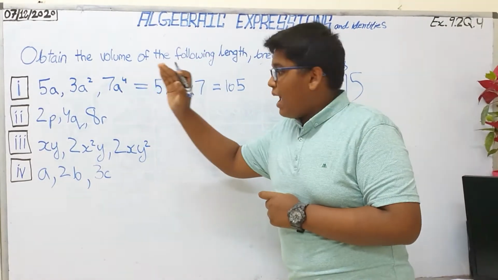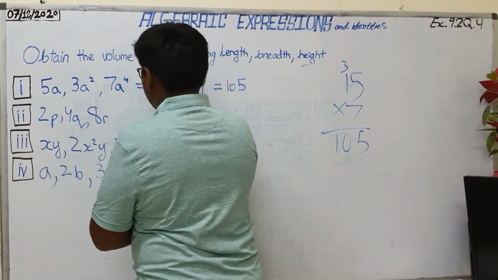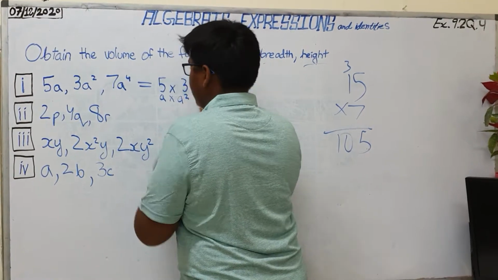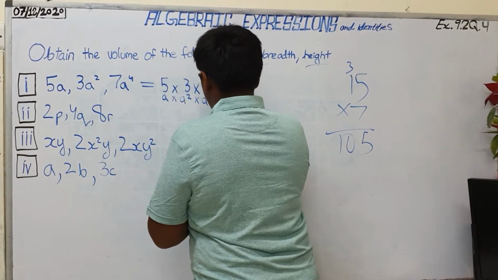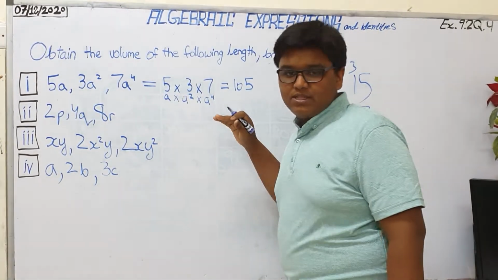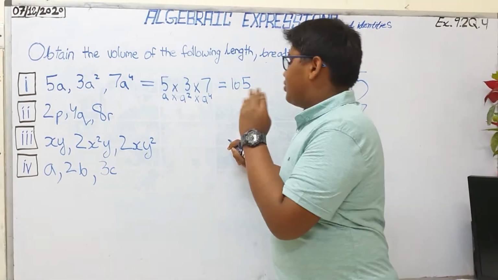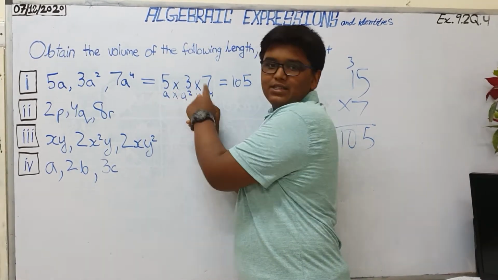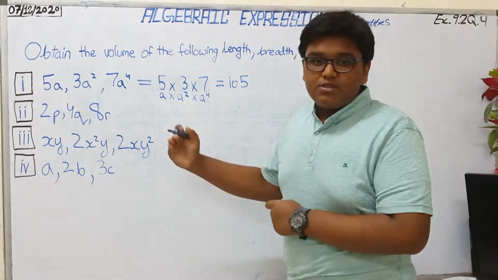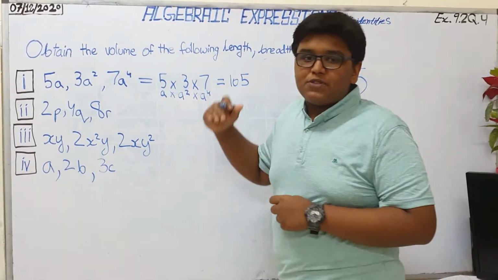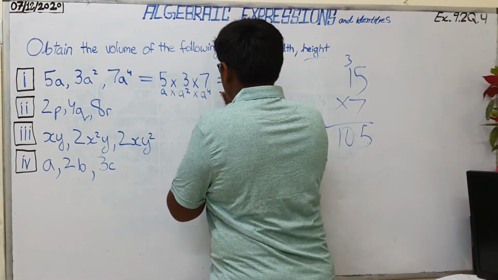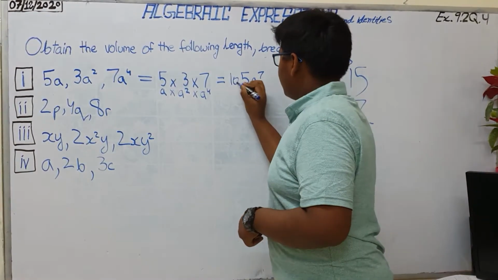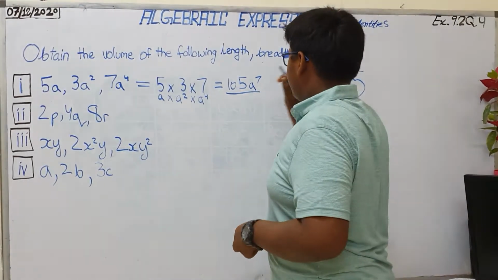Now let's look at the powers, the variables. Now the variables are a into a square and into a raised to the power 4. Now here we have 3 variables, so we have to multiply them. a into a is equal to a. Now look at the powers. We have the power 1 here and we are going to add it with the power 2. Now 1 plus 2 equals 3 and add 3 plus 4. Now 3 plus 4 equals 7. Then when we add them we get the answer as a raised to the power 7. Now this is the answer for the first one: 105a raised to the power 7.